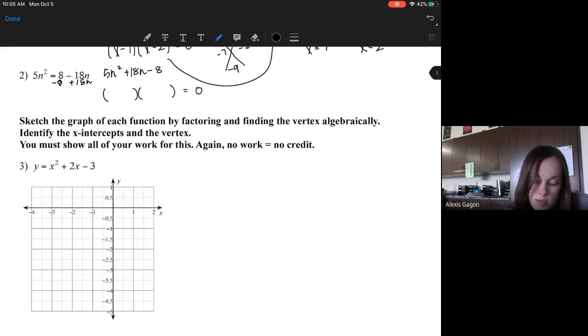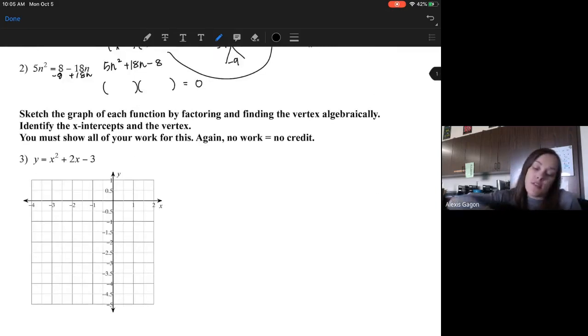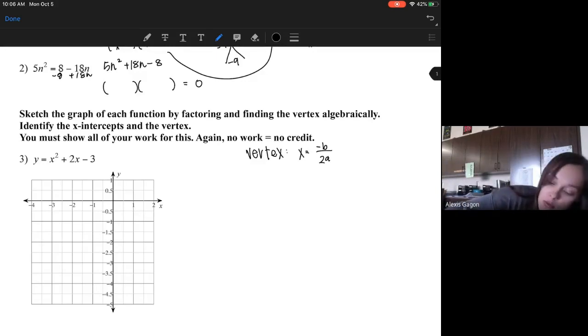Let's go down to this one. We need to sketch this function by factoring and finding the vertex algebraically. Then we want to identify the x-intercepts and the vertex and graph it. The vertex for this is x equals negative b over 2a. And then to find the y value, we're just going to plug into this function to find y.